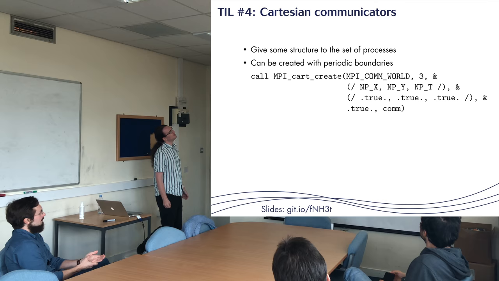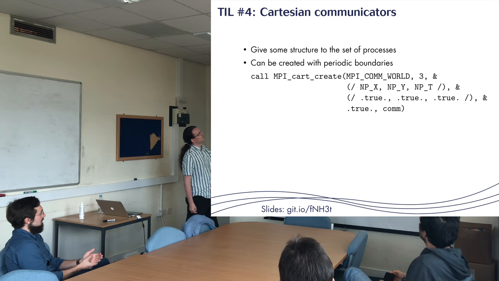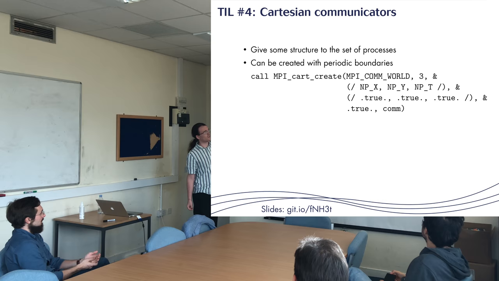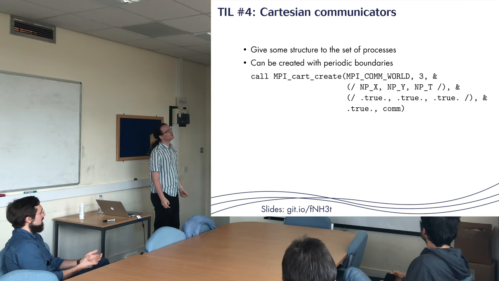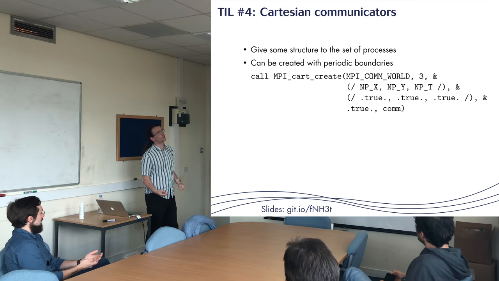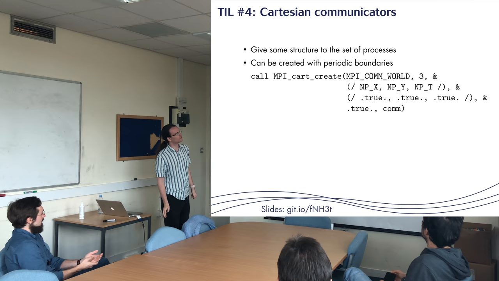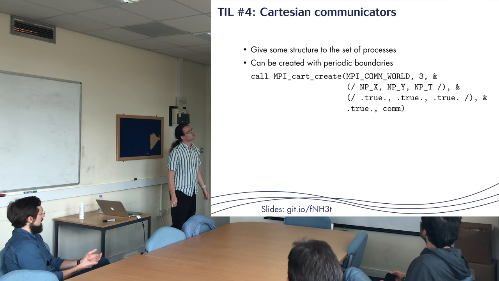And you can also create it with periodic boundary conditions. So this is the call that we use to set that up. MPI_Cart_create creates a Cartesian communicator. You say it wants to be a subset of MPI_COMM_WORLD, the global communicator. In this case, we've said that we want three dimensions, and then NPX, NPY, and NPT are just the number of processes in each dimension. So you end up with NPX times NPY times NPT processes, and elsewhere in the program we have a constraint that makes sure that holds before it reaches this point. Then I've said I want periodic boundary conditions in all three of those directions, because we did. And then that true there is allow reordering.